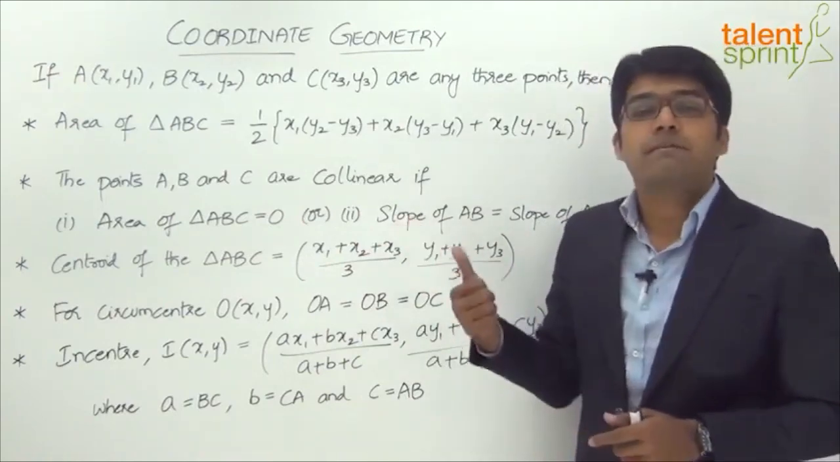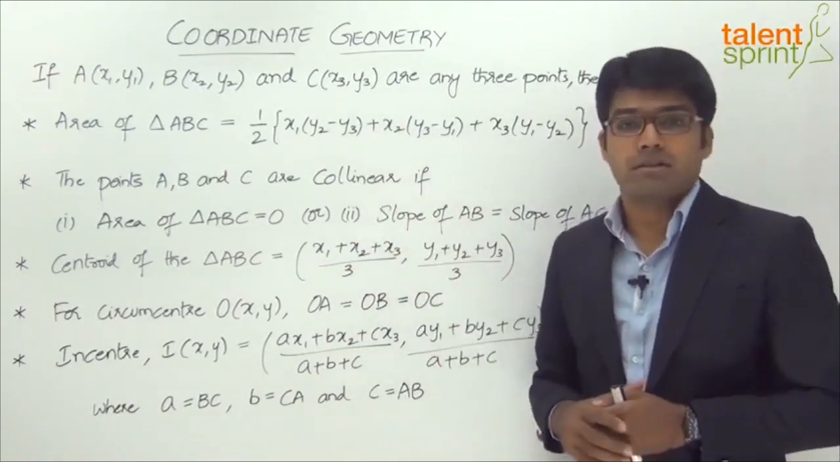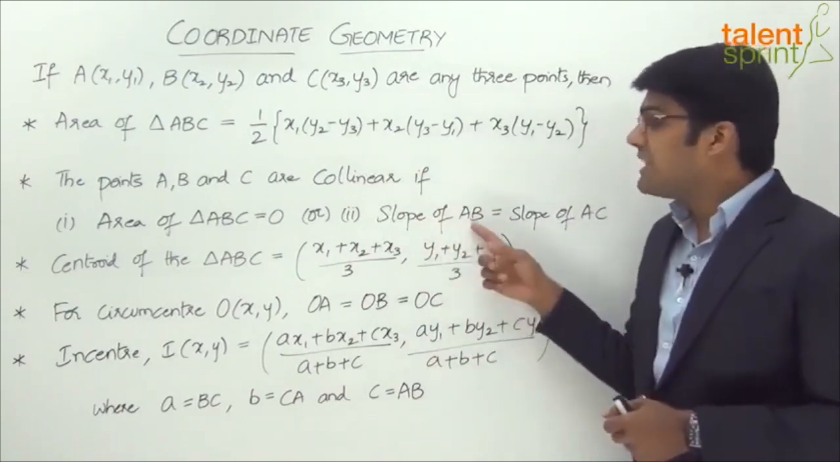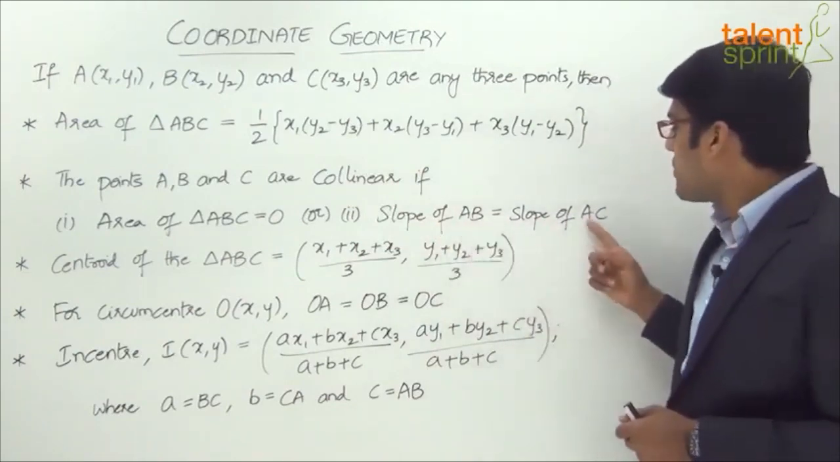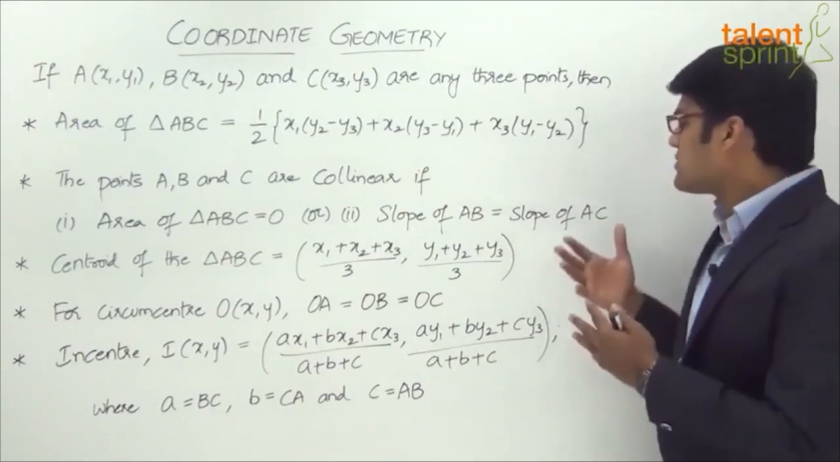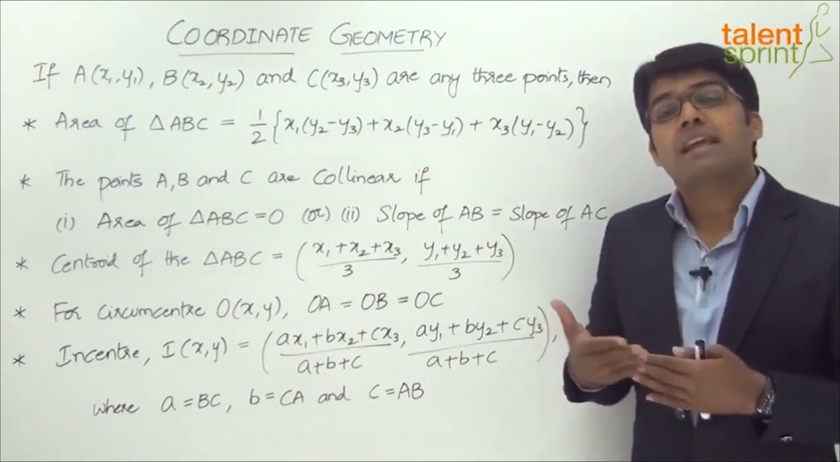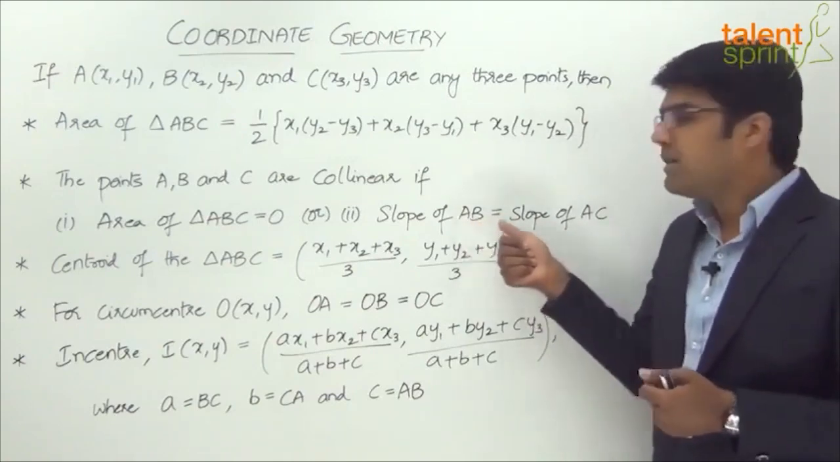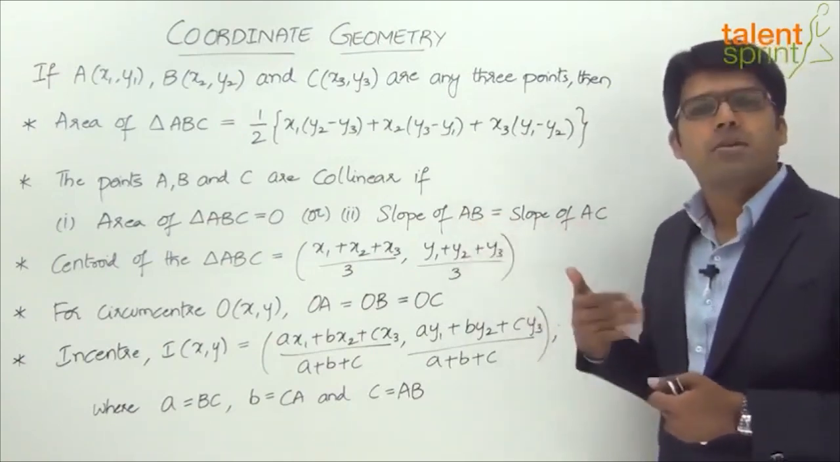Or there's another way to verify if the points are collinear or not. What is that? The slope of the line AB should be equal to the slope of AC, or the slope of the line passing through the points A and B will be equal to the slope of the line passing through the points A and C.